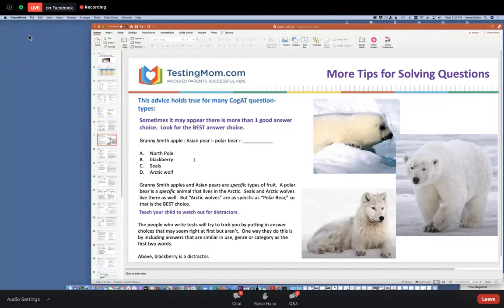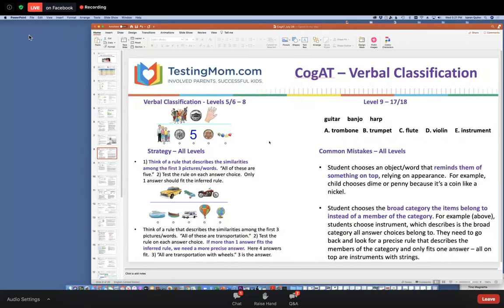And what you want to say to your child is that the people who put these together, they like to trick kids. And no child likes to be tricked, but that is true. They're trying to trick you. So you don't want to be tricked. You have to really be careful about these distractors. So make sure you look at all the answer choices before you decide. This applies to everything, all the tests, but I wanted to show it to you here because it does happen all the time.